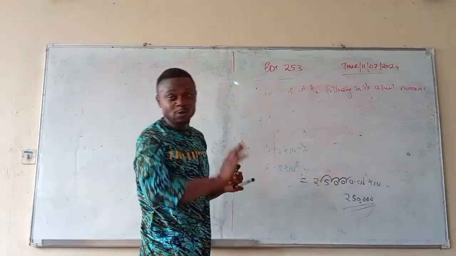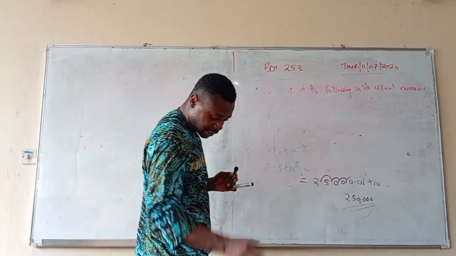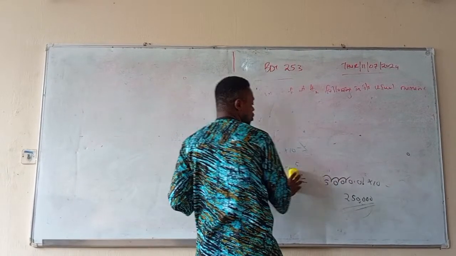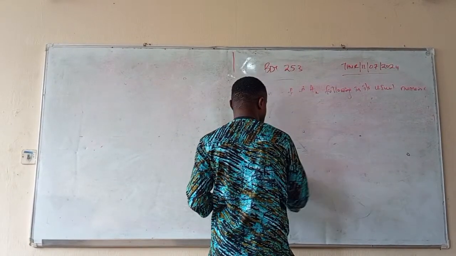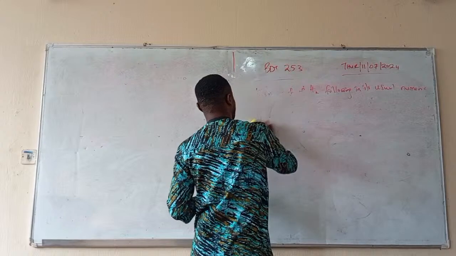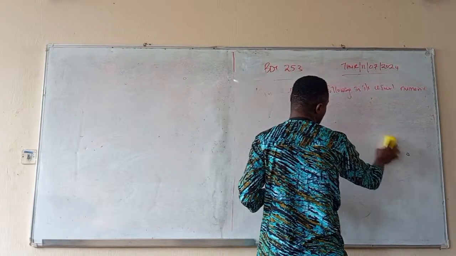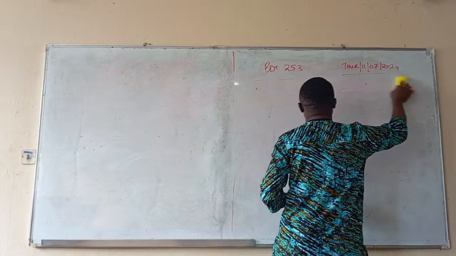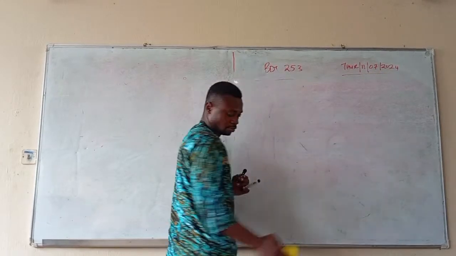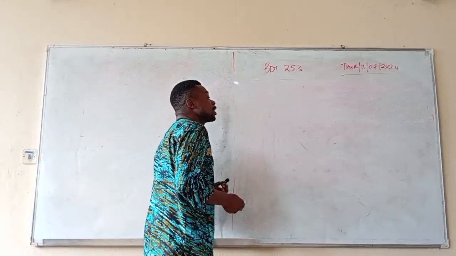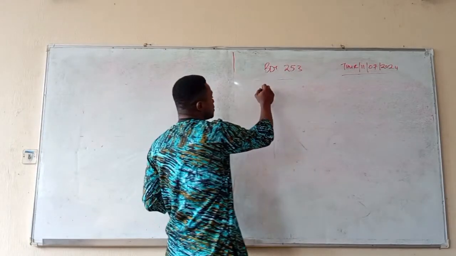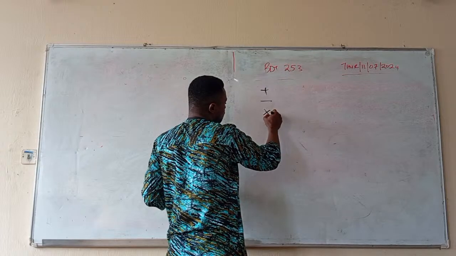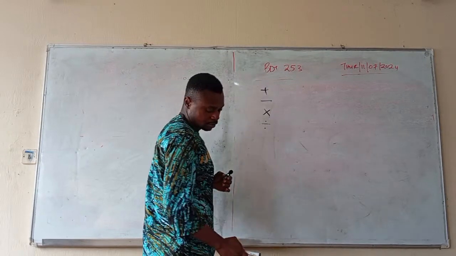All right, so we know these ones now. Please note those things. The result of division is called what? Quotient. Result of multiplication is called what? Product. Result of addition is called what? Sum. Result of subtraction is called what? Difference. Okay, now we look at addition, subtraction, multiplication, and division.